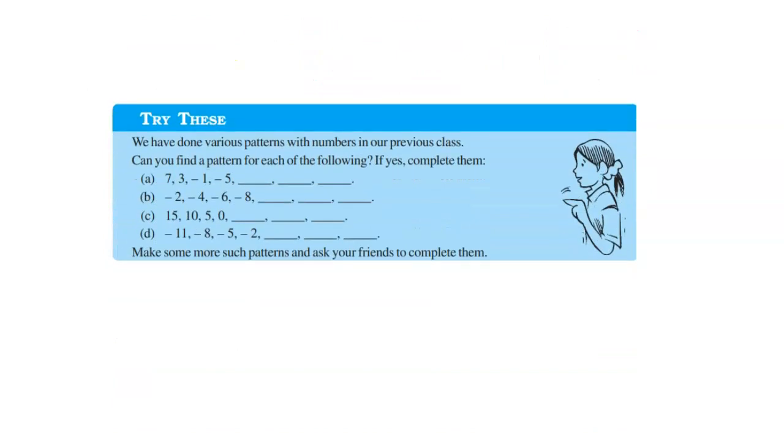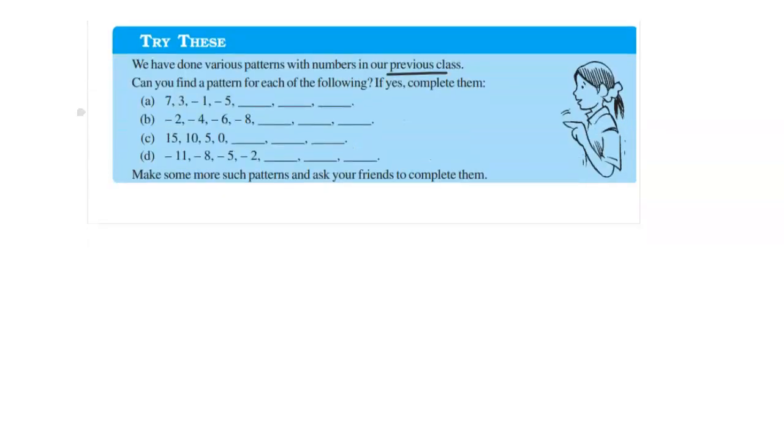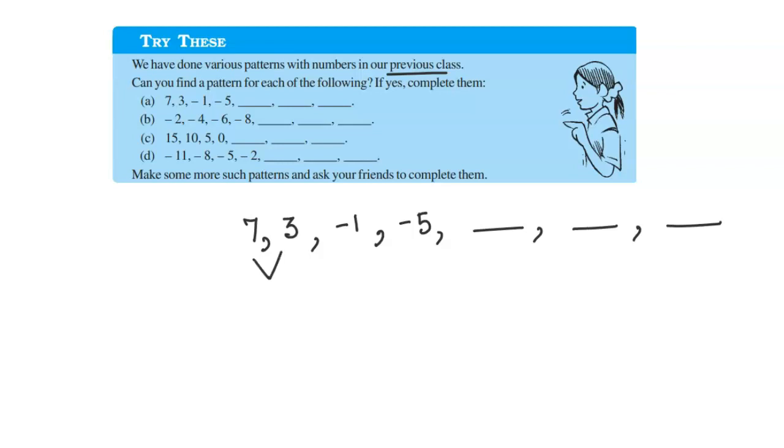So let's go to the try again. We have done various patterns with numbers in our previous class. Can we find patterns? So let's see. Let's take them one by one. The first pattern is 7, 3, negative 1, negative 5 and so on. We have 3 blanks. If we see, here we are decreasing by 4. So we are adding negative 4.